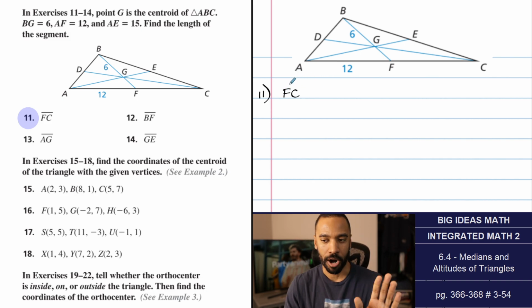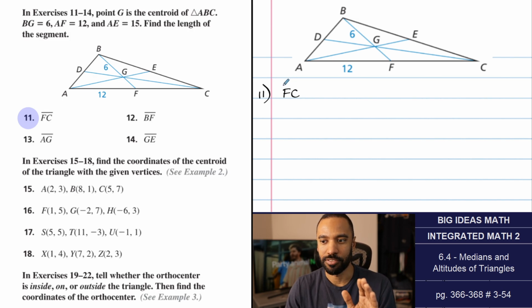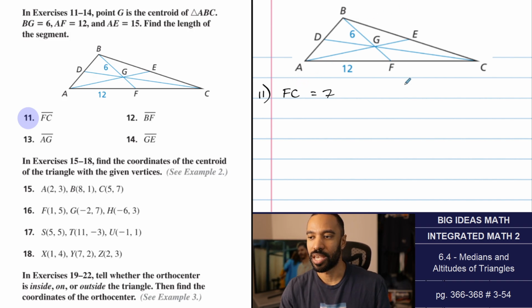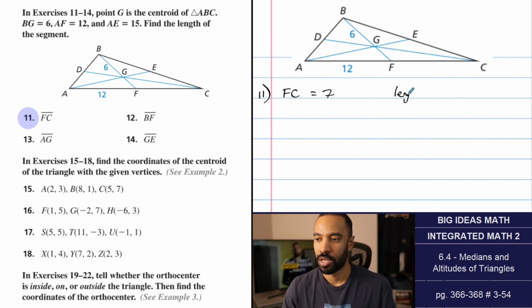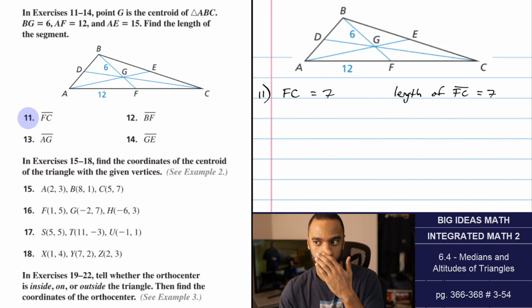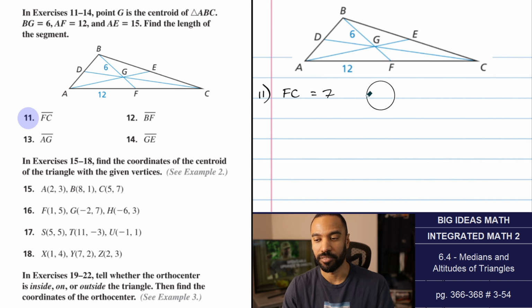Notice how I'm drawing it without a bar, by the way. They draw the bar over FC, but I won't say something like FC is 7. We don't do it like that. We would actually do this. You would say the length or measure of segment FC equals 7, something like that. By the way, that's not the answer. I'm just saying that this is what you would do. So I'm going to do it without the segment bar above it.